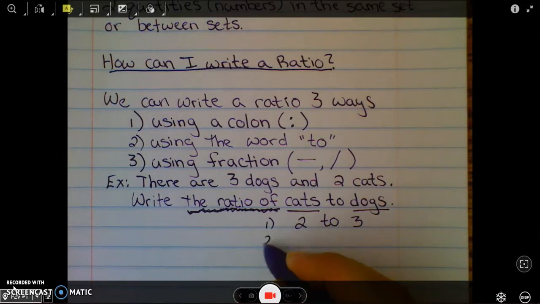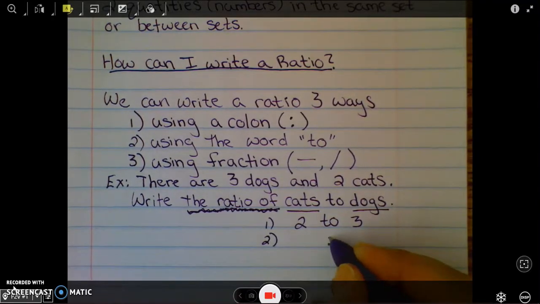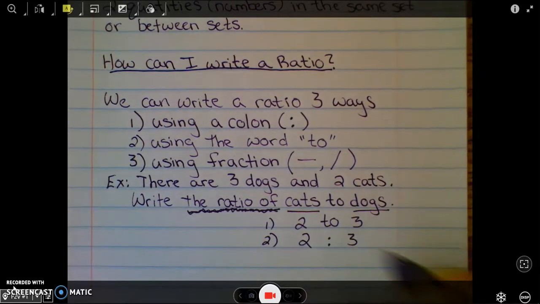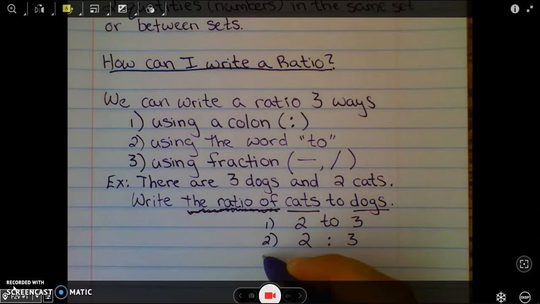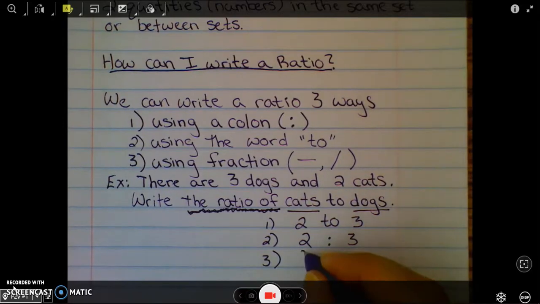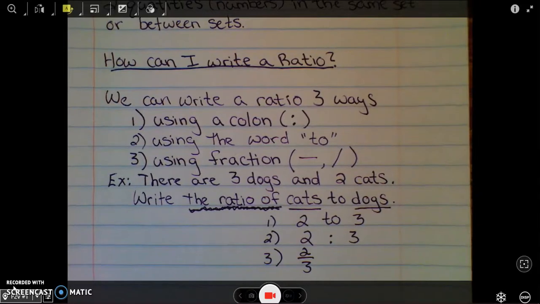Another way that I could write this would be if I were to, instead of using the word "to," use the colon to separate my numbers. So I would write 2 to 3 like this, and I would still read it the same way. I would still say 2 to 3. Or the third way to write it would be as a fraction. So it would look like 2/3, but you would still read it 2 to 3 for the ratio.